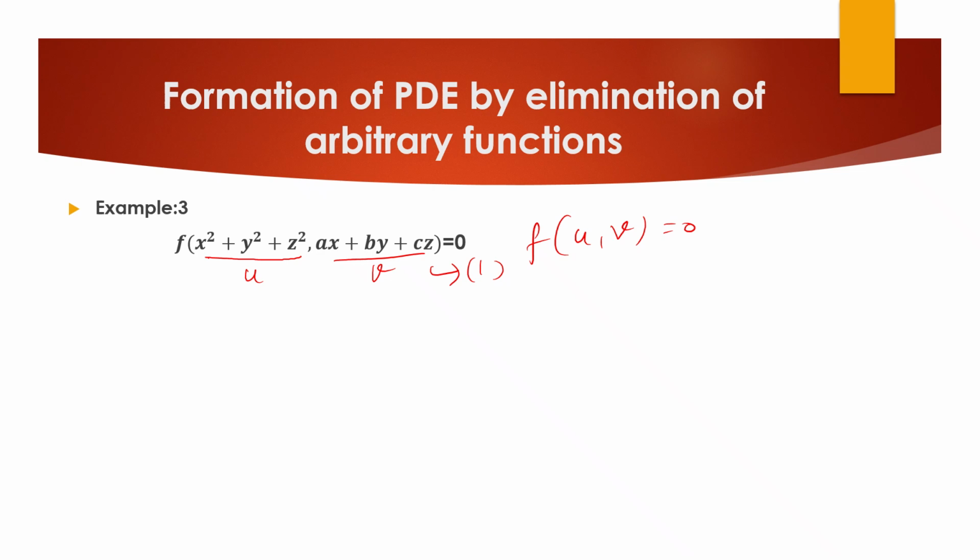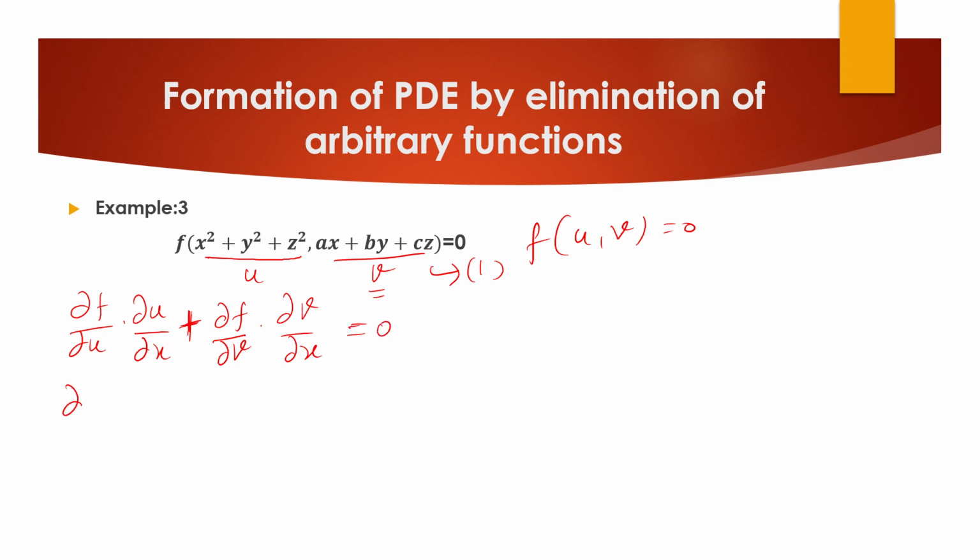Since we have a relation which is f of u comma v is equal to 0, differentiating this with respect to x means first we have to differentiate f with respect to u, and then we have to differentiate u with respect to x, which is also a function of v. So here we use the addition symbol. So we have to differentiate f with respect to v and v with respect to x, and in the right hand side we get 0.